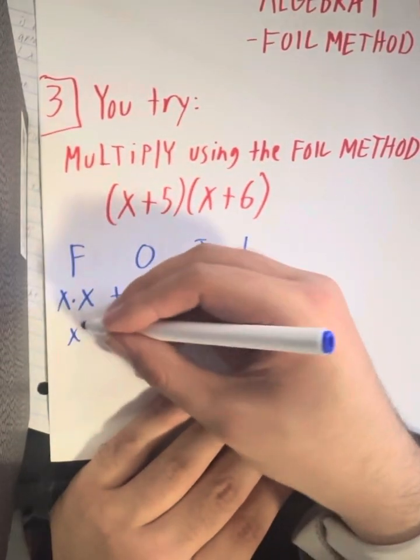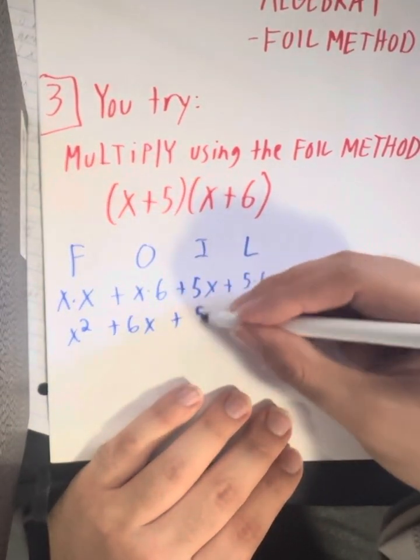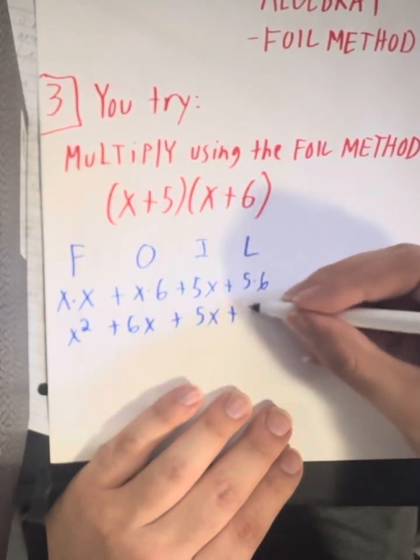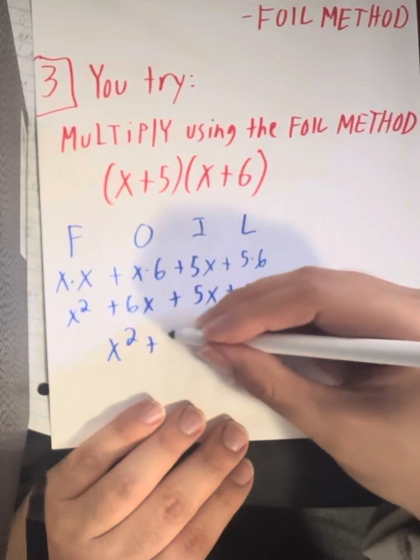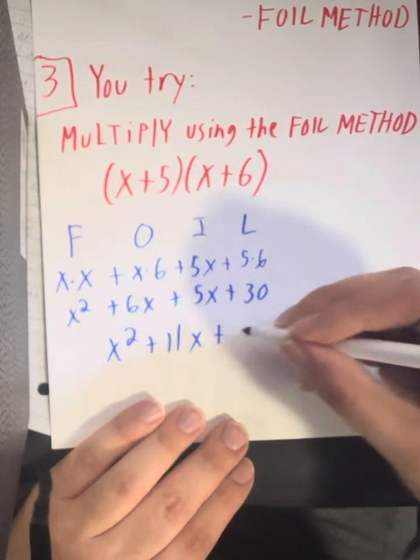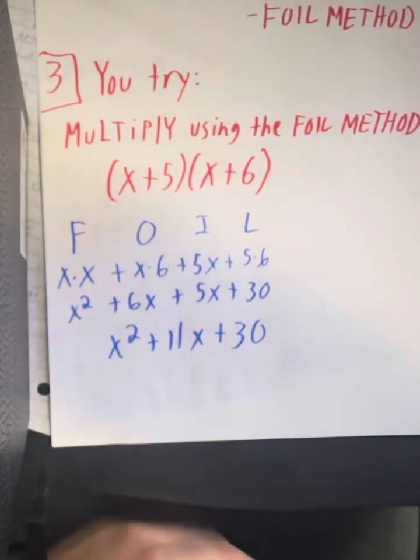Okay. Multiply. 6x plus 5x is 11x, and 5 times 6 is 30. And then you should get x squared plus 11x plus 30. Ain't that neat? A little bit faster than the box method, or the tile method, area method.